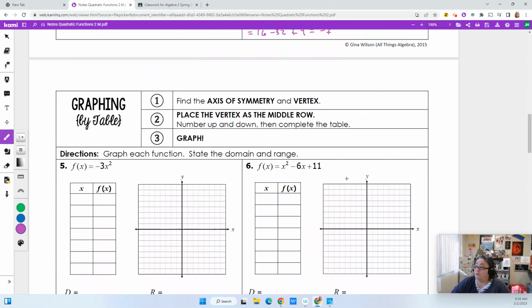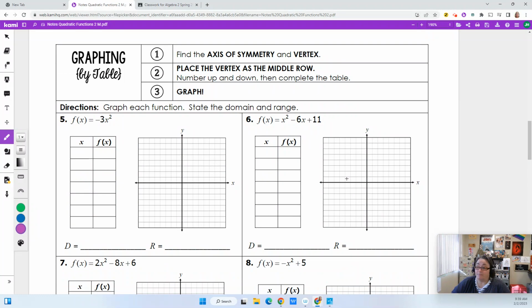But you're also going to have to graph all of these. And the best way to do it, right now, until we learn better ways to do it, is to use a table, plot the points of a table. And if we know what our vertex is, we can make that our middle point on the graph. So your first steps when you're graphing using tables is to find the axis of symmetry, then that gives us the vertex. And then you're going to put it in the middle of your table.